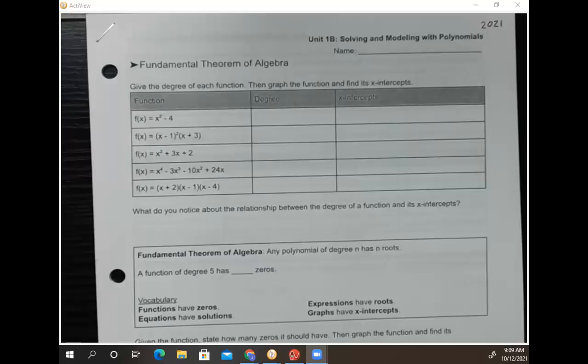Okay, here we go. So we are starting our next unit today. We're going to be focusing on solving polynomials. So all the same things that we did in our last unit, we're going to see in this one as well. The difference will be our focus.